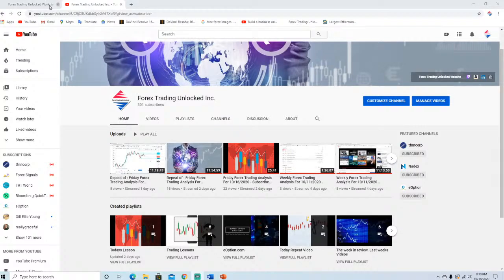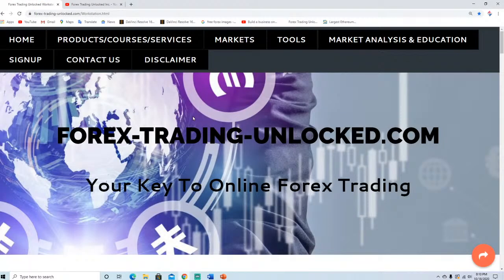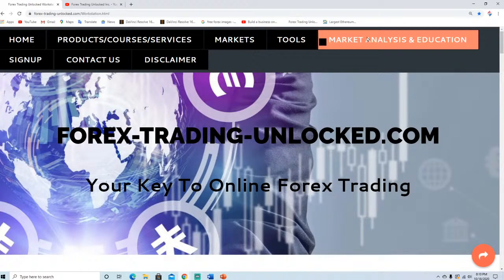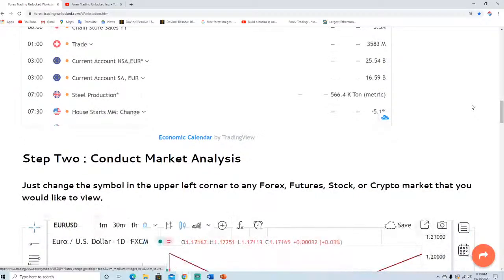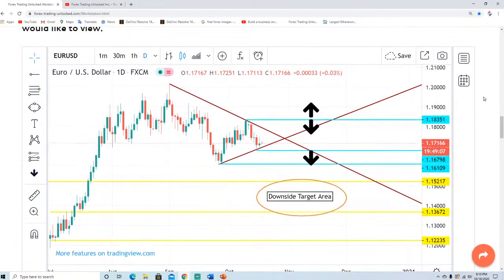So with that, we are now at the forex-trading-unlocked.com website. I already went to the top tab to pull up the workstation page, and now we are going to go down to the Euro, which is pulled up already. Now, as you can see, I have a downside target area.